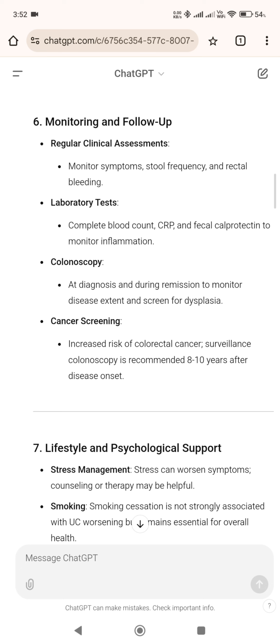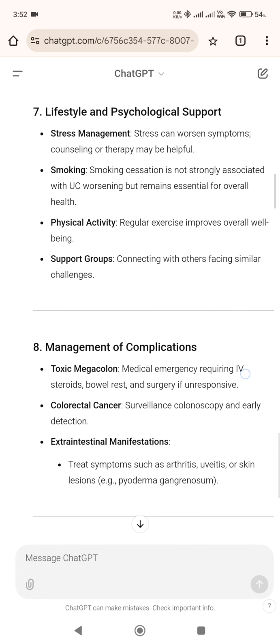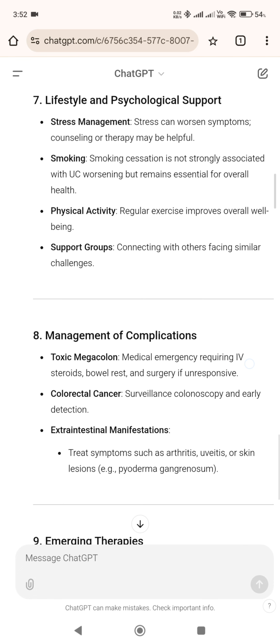7. Lifestyle and psychological support. Stress management. Stress can worsen symptoms. Counseling or therapy may be helpful. Smoking. Smoking cessation is not strongly associated with UC worsening, but remains essential for overall health. Physical activity. Regular exercise improves overall well-being. Support groups. Connecting with others facing similar challenges.